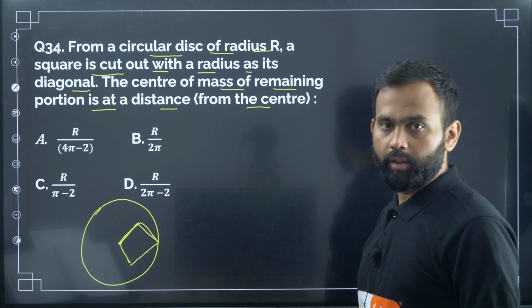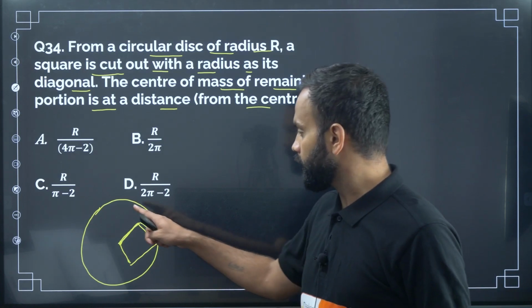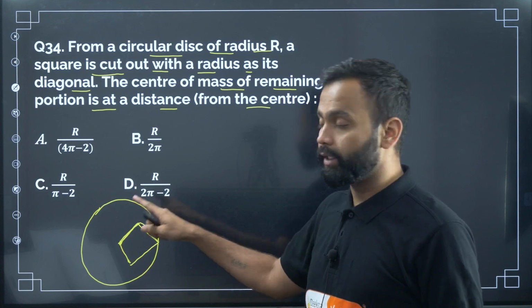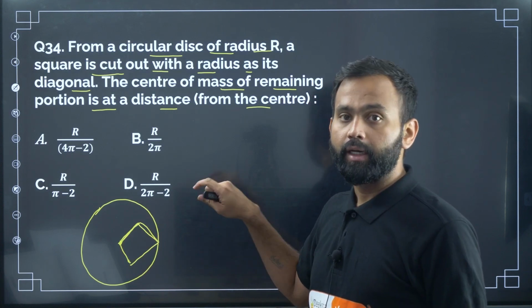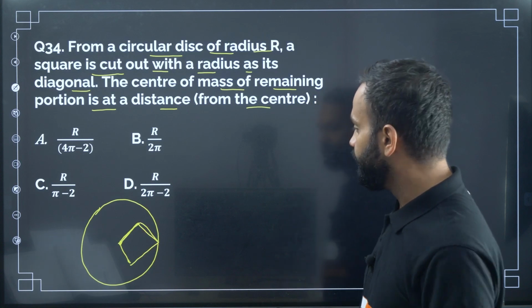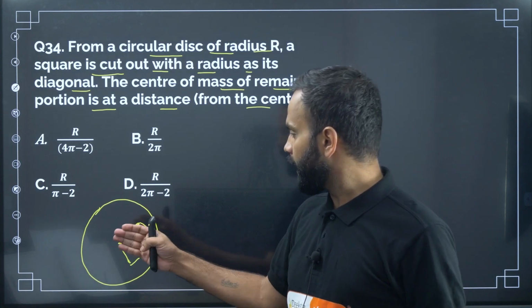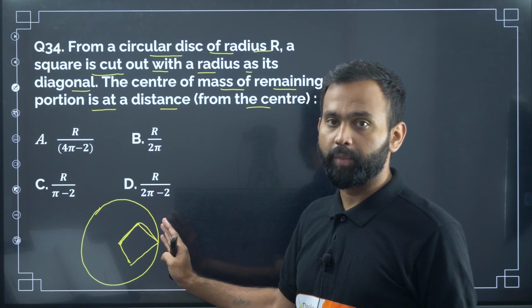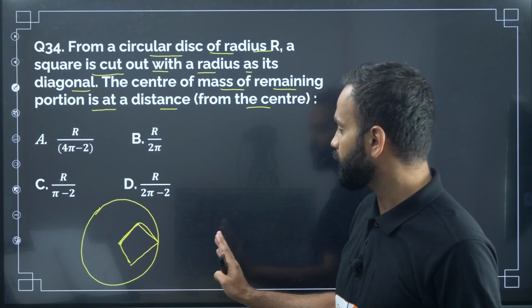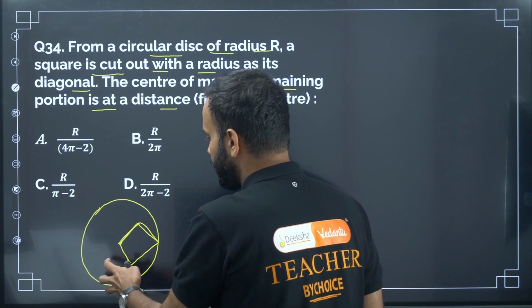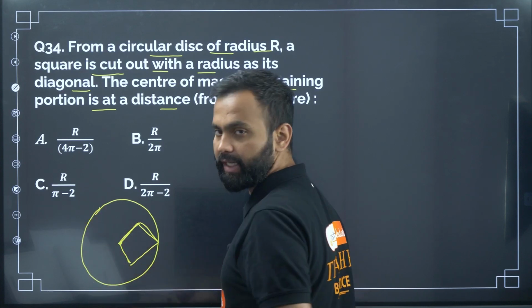We know that the center of mass of a uniform circular disc lies at the geometric center of the disc. When you cut out the square portion, what happens? The center of mass will shift towards the left. Why? Because on the left side the mass is more.